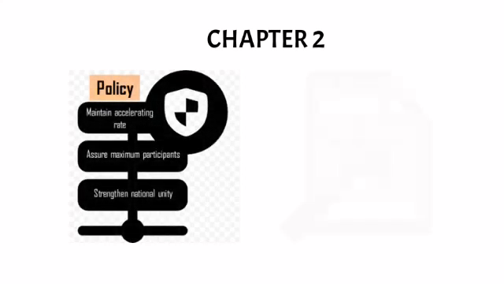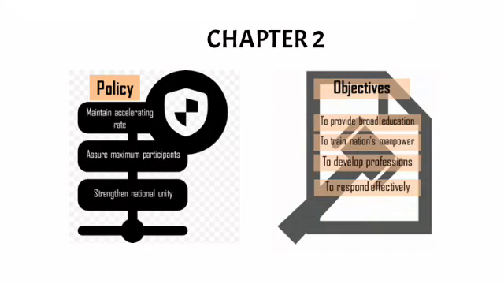For Chapter 2, we will talk about the policy and objectives. The policy is to maintain an accelerating rate, assure maximum participation, and strengthen national unity. This states that the establishment of the educational system is to help and accelerate nation building.